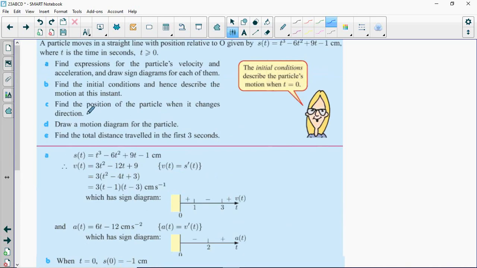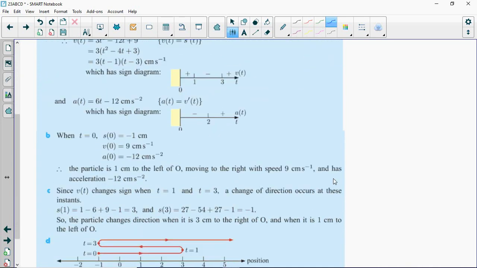Part C is asking for the position of the particle when it changes direction. Changing direction means that its velocity is going to be equal to 0. Its velocity function we just worked out, it was quadratic. So it's easy to see here that it's going to change direction at time equals 1 and time equals 3. And it's really easy to just think you're done then. But remember, the question was asking for the position when it changes direction. So we're going to take 1 and 3 and then put them back into the position function, giving us 3 and -1.